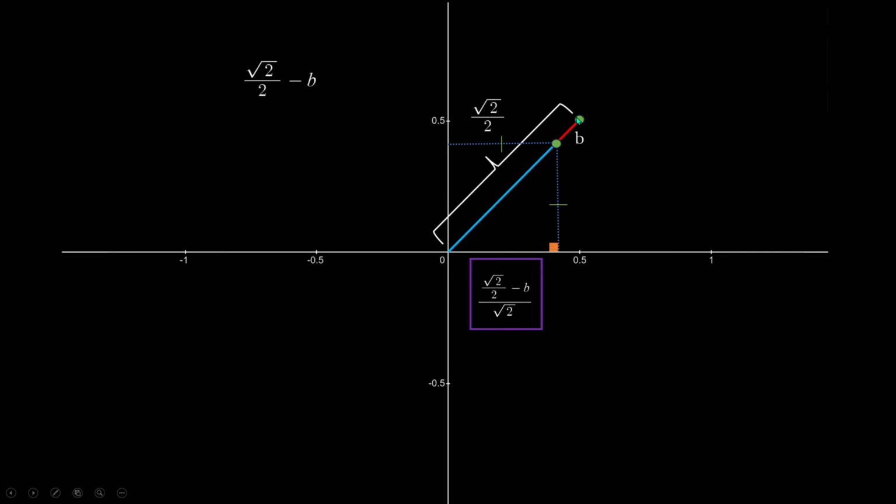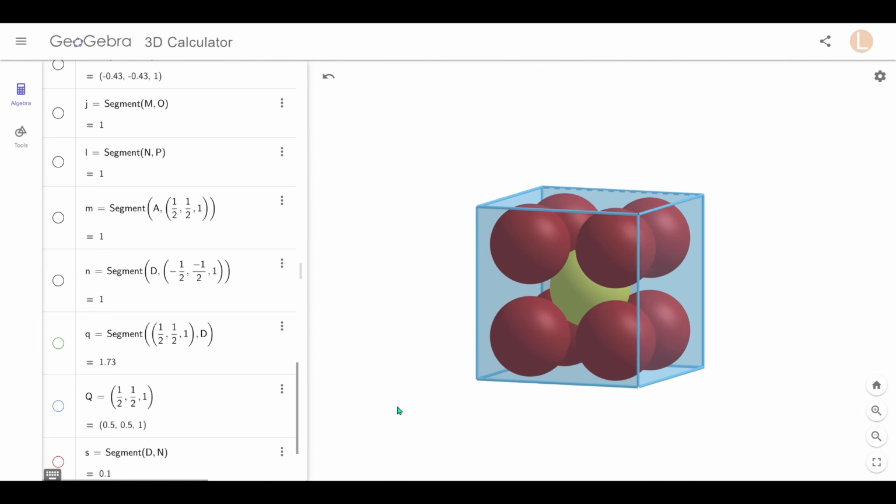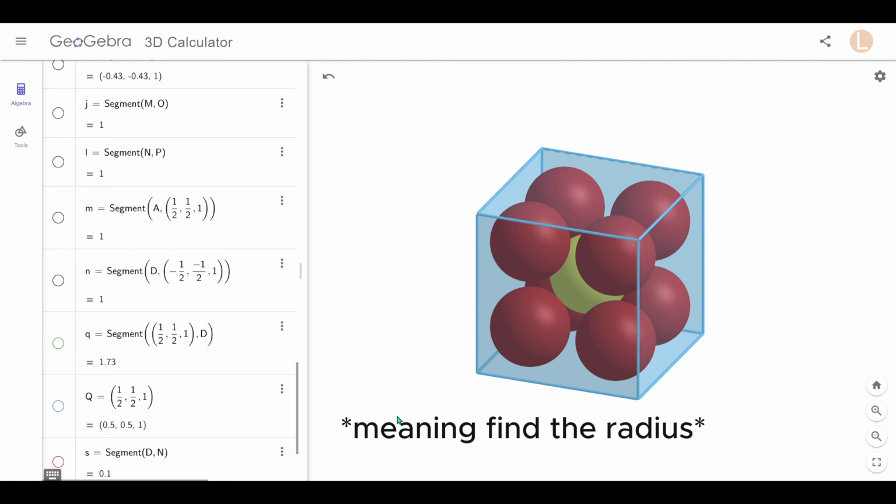Okay, and then what's the coordinates of this point here? Well, it's simply just 1/2, 1/2. So we have found the coordinates of both these points, and therefore we can plug it into the line segment function in GeoGebra.